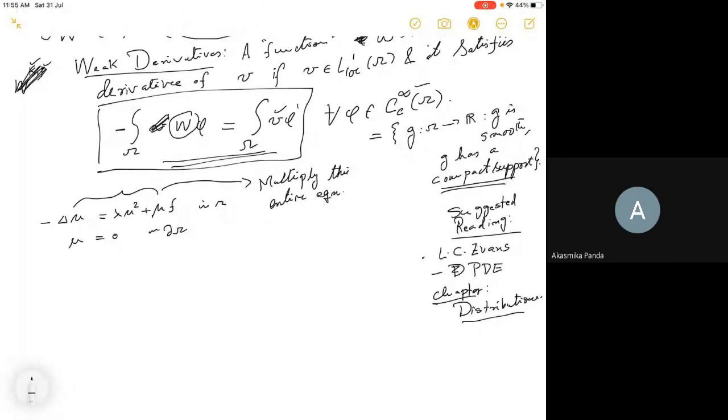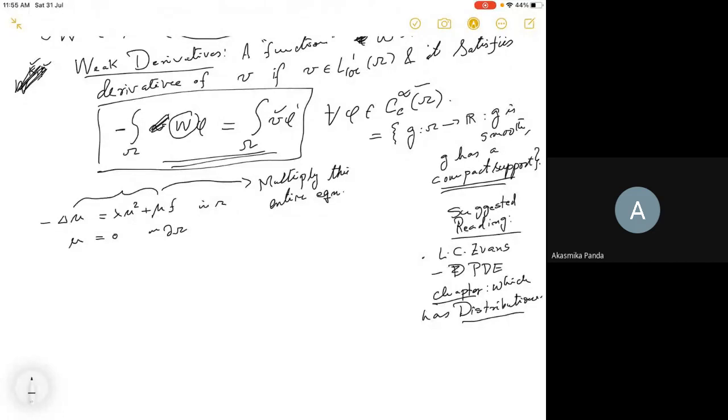Excuse me, sir. Sir, actually, there is no chapter on distributions in that book. What I meant is the chapter which contains the idea of distributions, where you have the idea of mollifiers. So the chapter name is not distributions, but it is the chapter which has distributions. Okay, thank you, sir. Thanks.